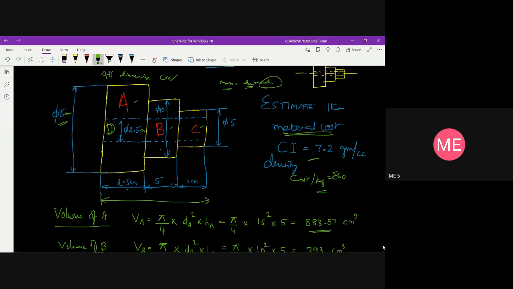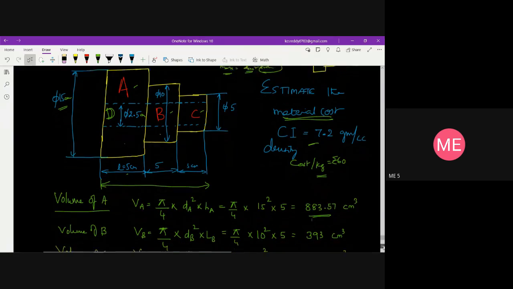Similarly, volume B is pi by 4 into dB square into HB. The diameter of the B part is 10 centimeter, so 10 square, and H is 5 centimeter. That is calculated, and similar to that, volume of C is also calculated.